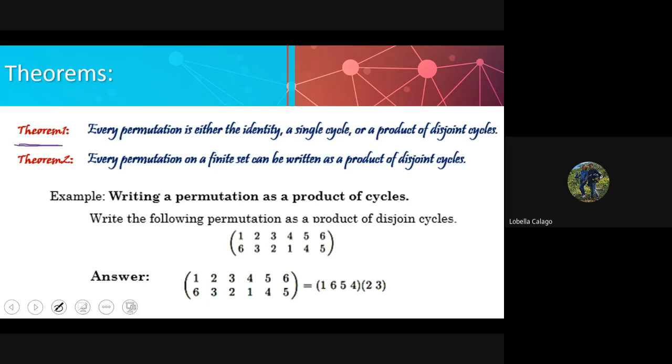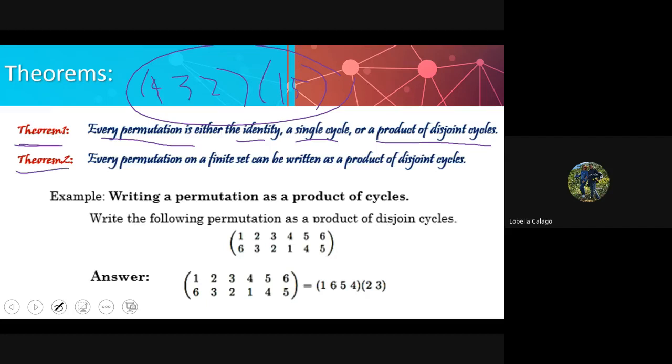Theorem 1 says that every permutation is either an identity, where every element maps to itself; a single cycle, meaning only one cycle, for example 4, 3, 2, which is a single cycle; or a product of disjoint cycles, for example this one with 1, 5. So this is the product of disjoint cycles. Later you'll see the disjoint cycles.